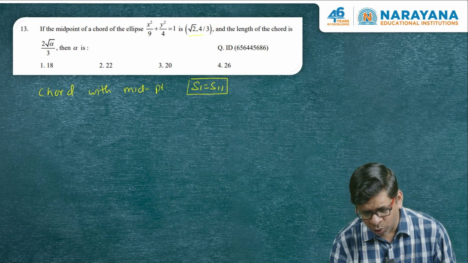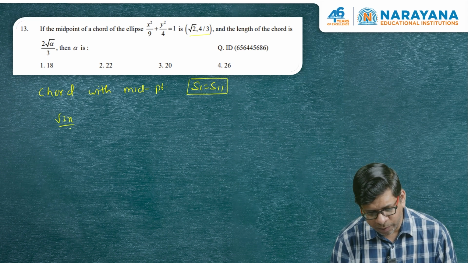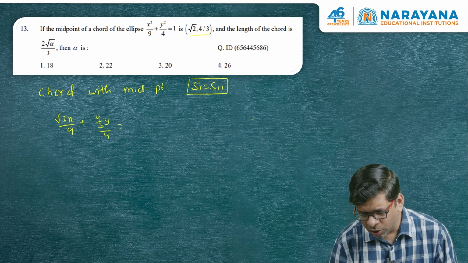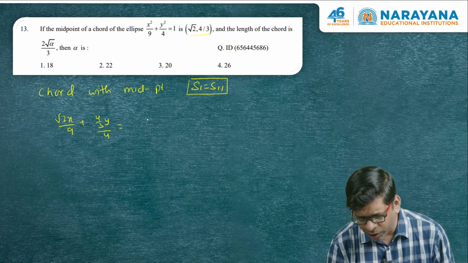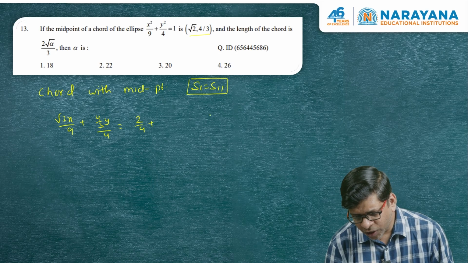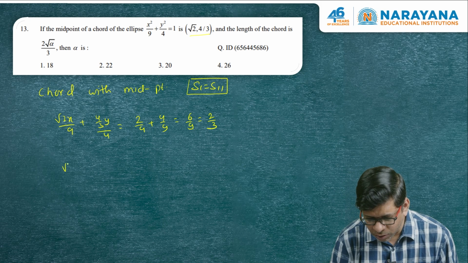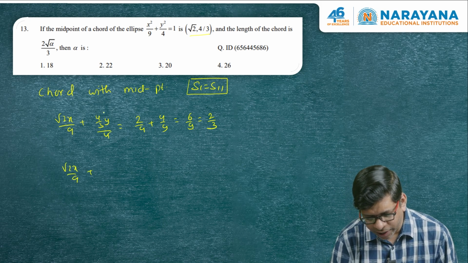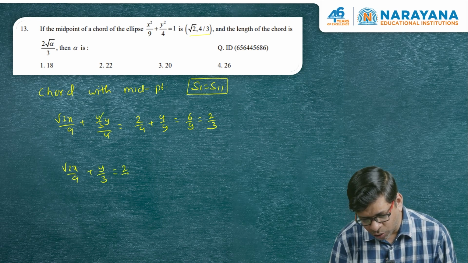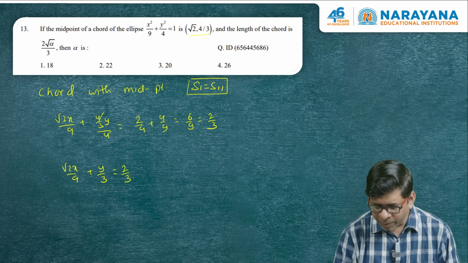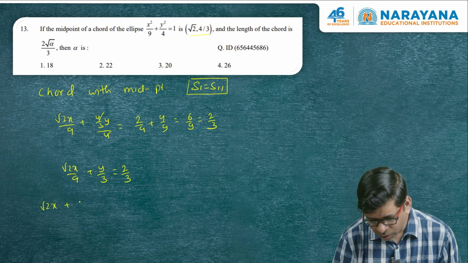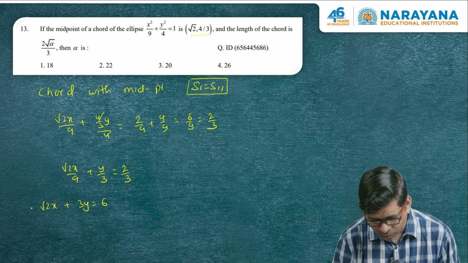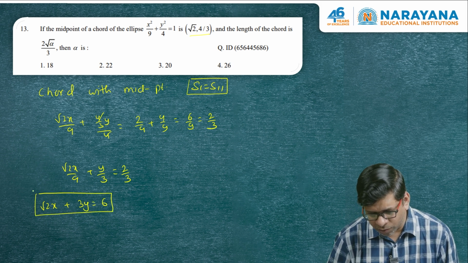The point is given to us: root 2 comma 4 by 3. So root 2x by 9 plus (4 by 3)y by 4 equals, so T equals S1. Now put the point: root 2 whole square is 2 by 9, 16 by 9 by 4 is 4 by 9, which is 6 by 9, means 2 by 3. So root 2x by 9 plus, 4 gets cancelled, y by 3 equals 2 by 3. We can multiply with 9, so root 2x plus 3y equals 6. So this is the equation of the chord with the given midpoint.